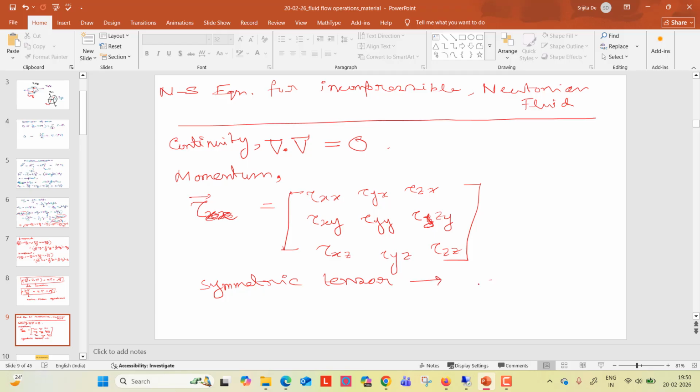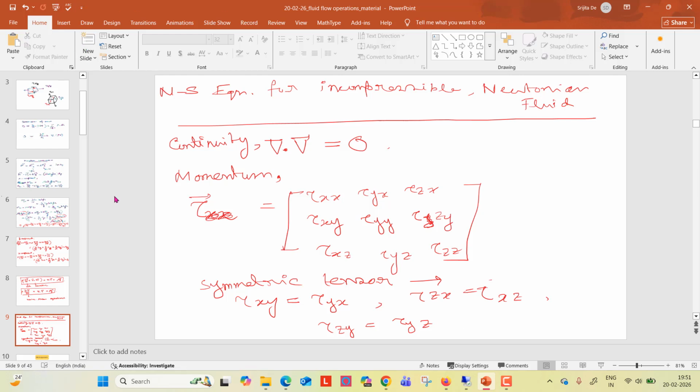Okay, symmetric tensor means except the diagonal, all the terms are the same. Like tau xy is equal to tau yx, then tau zx is equal to tau xz, and tau zy is equal to tau yz. Right? This is the concept of a symmetric tensor. So what are the expressions?